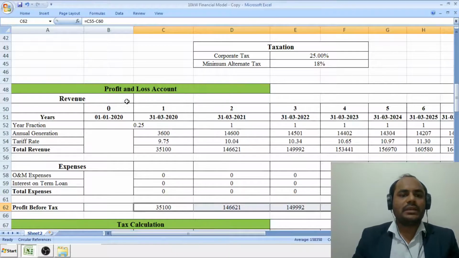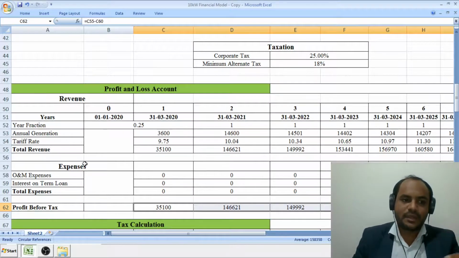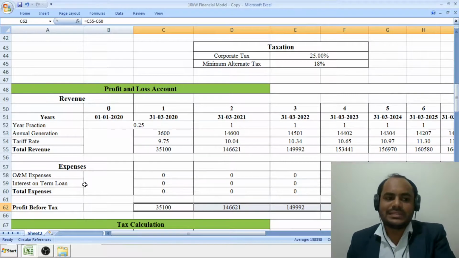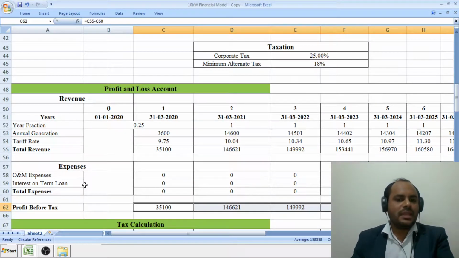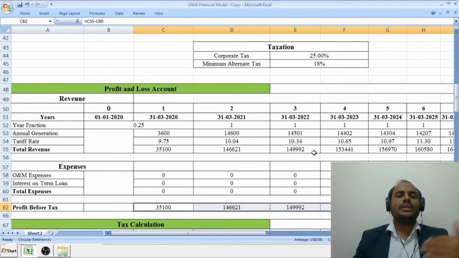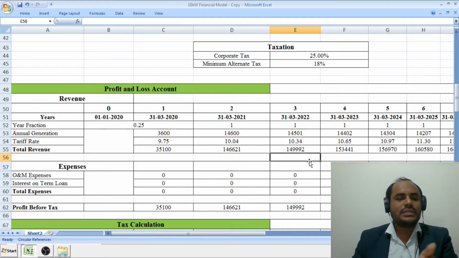So likewise, in the profit and loss account statement, we have to focus on the total revenue generated and the total expenses in the system, considering the operation and maintenance parameter. Likewise, we can calculate the profit and loss account statement by using this Excel sheet.